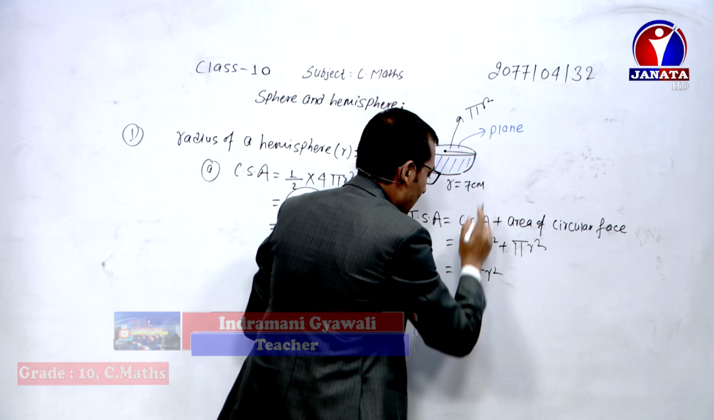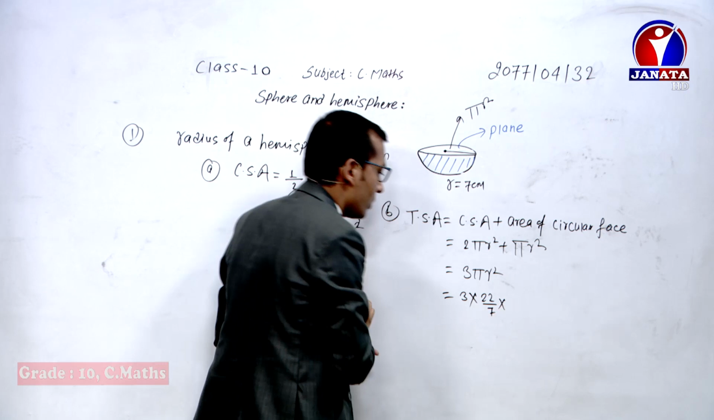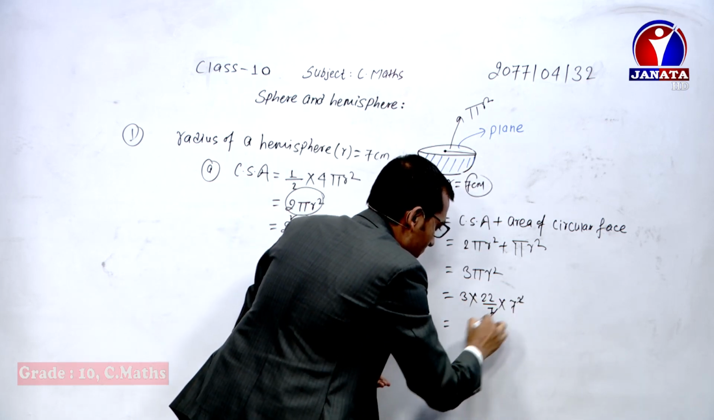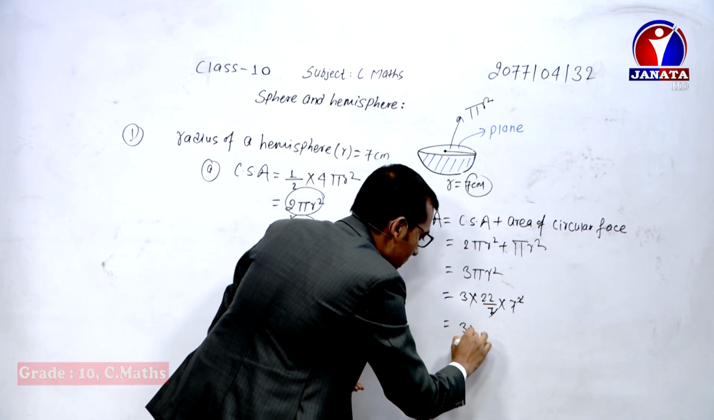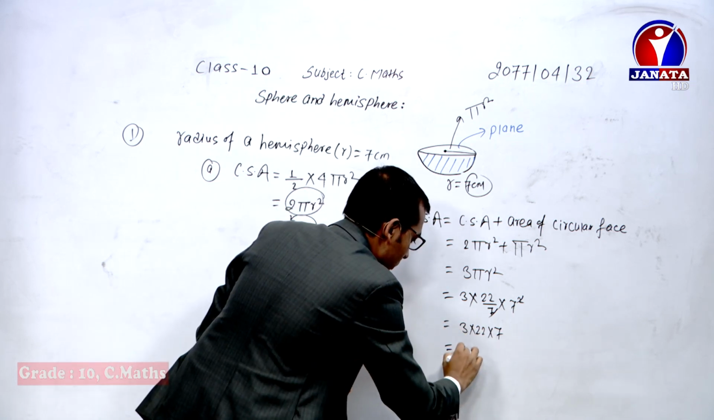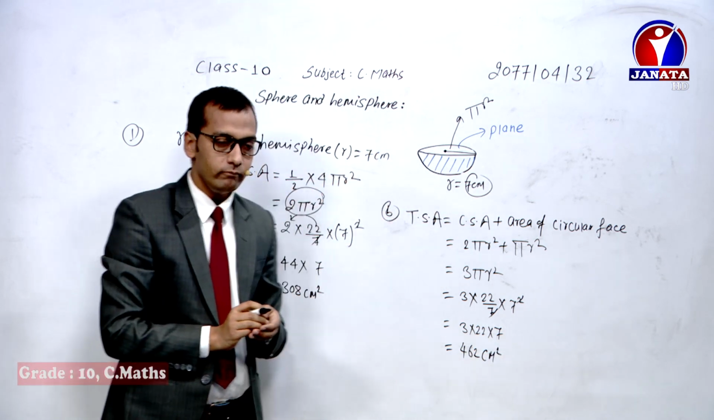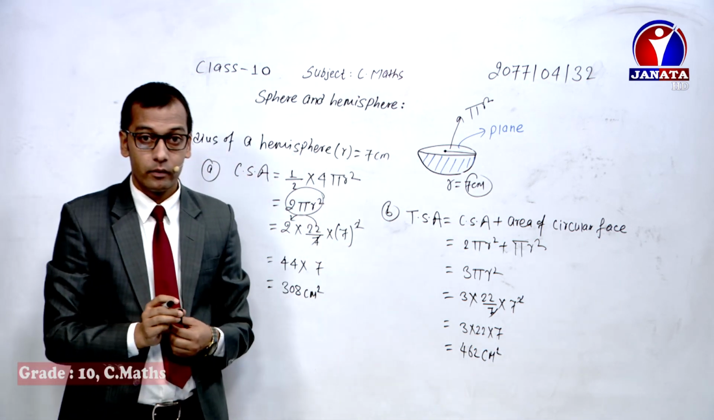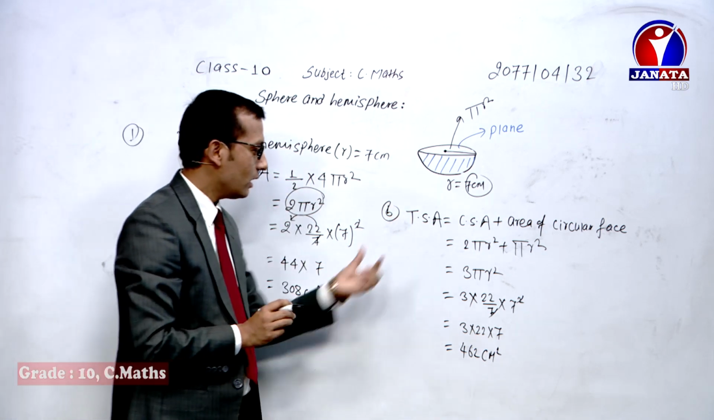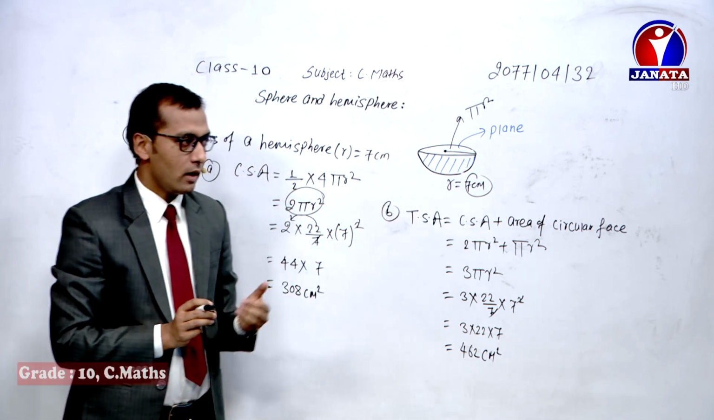Now we can replace the value of r. So 3 times pi is 22 over 7 times, what is r? It's 7. 7 square. Okay, we can cancel 7. So 3 times 22 times 7. This is 462 square centimeter. So this is the total surface area of this hemisphere whose radius is 7.